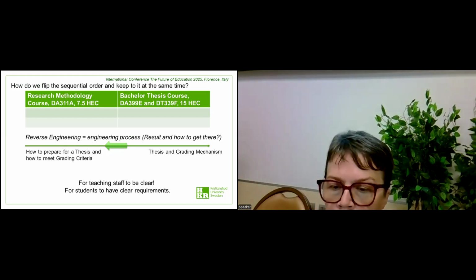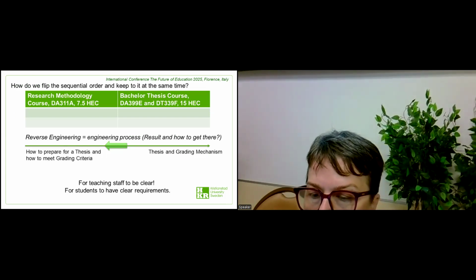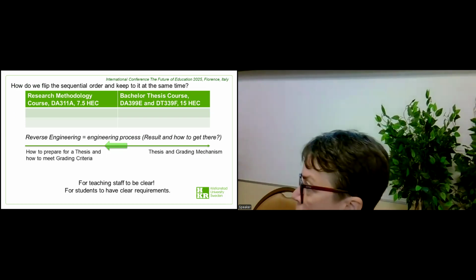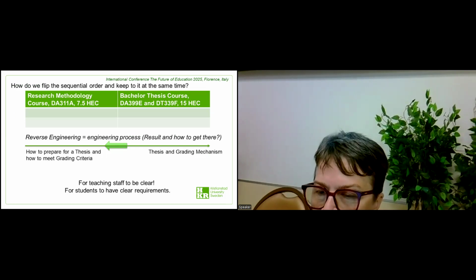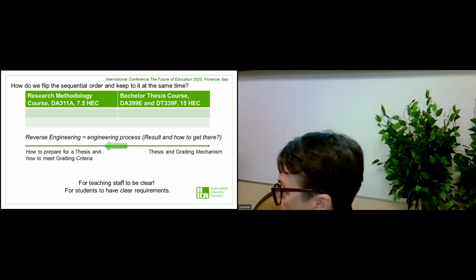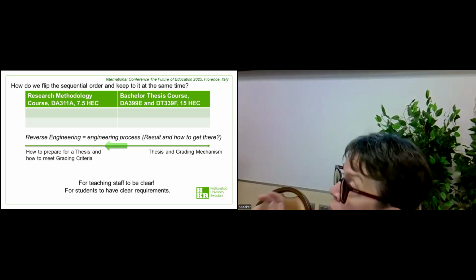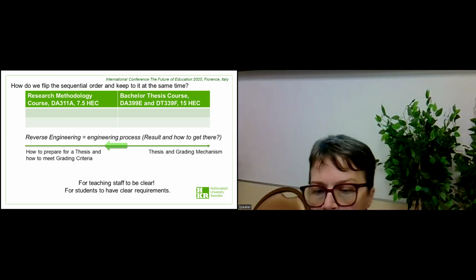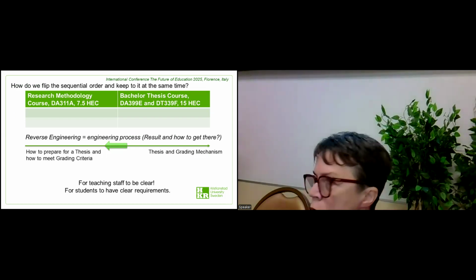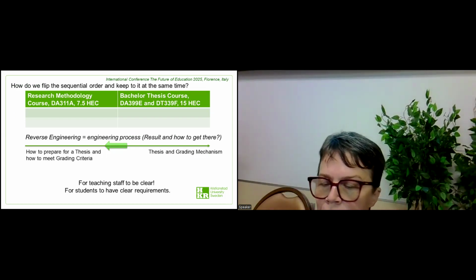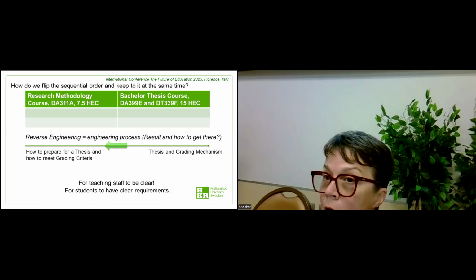We have what we call the reverse engineering, and I talk very much about that. And that is, as I said, start from the end goal. And this is the thesis and the grading mechanism we are living under and beyond for the moment. And how we prepare for this and set the scene, so to say, and how to meet these grading criteria in an AI landscape.